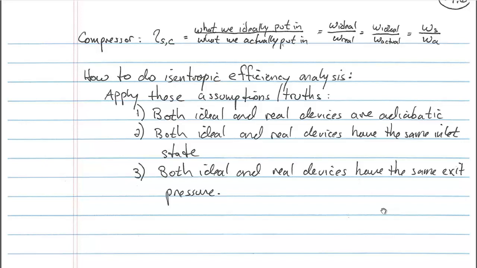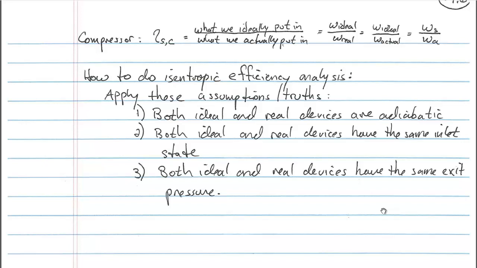The first is that you will always assume that both the ideal and the real device are adiabatic. Even though it's a real device, and in the most precise, theoretical way, a real device is never perfectly adiabatic, that is true. But usually the real device is insulated so heavily that it can be reasonably modeled as adiabatic. So when we do isentropic efficiency analysis, both the ideal and the real device are treated as adiabatic.